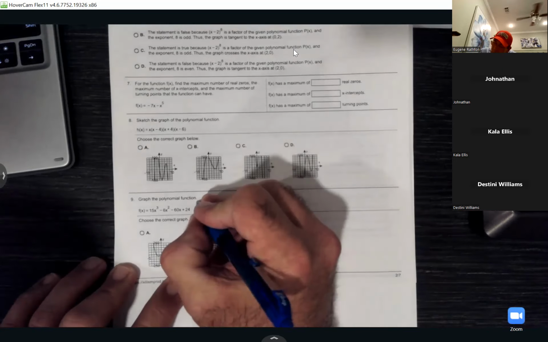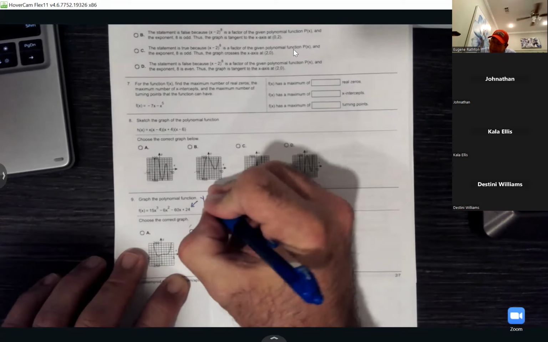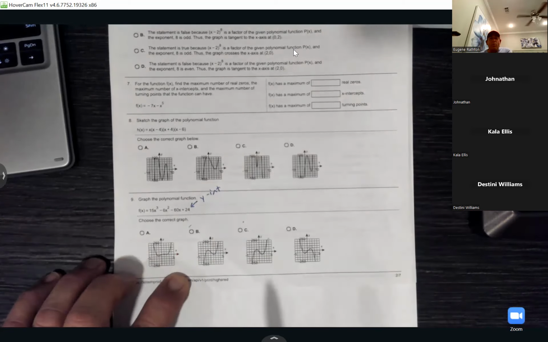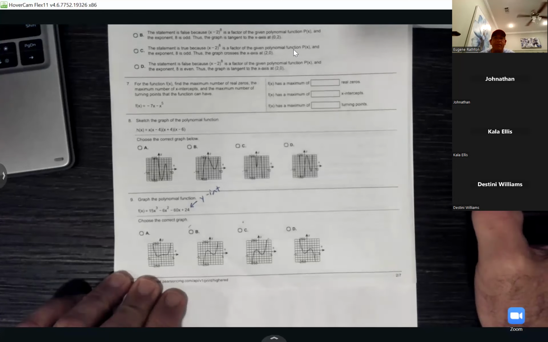So y'all see this 24 at the end? That's the y-intercept. Anytime a number at the end, that's your y-intercept. So that means, let me make this a little larger.